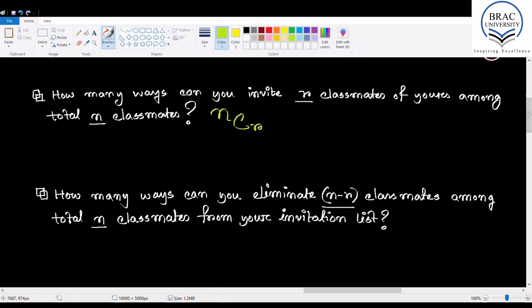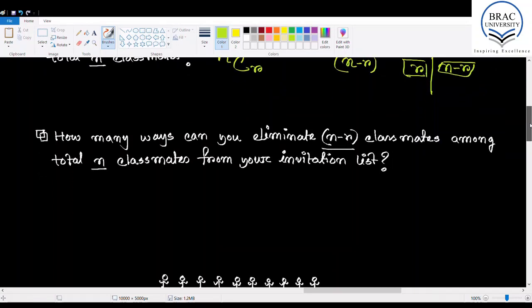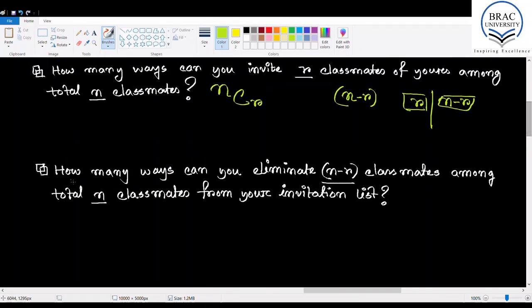But can you just understand that when you are choosing r classmates, you are eliminating n minus r of your classmates, right? This is the r students whom you have invited to your house, and this is the n minus r students whom you have eliminated, right? So this question can also be asked in another way. How many ways can you eliminate n minus r classmates among total n classmates from your invitation list? Isn't it the same? Each time you pick r students, you are eliminating n minus r students, right?